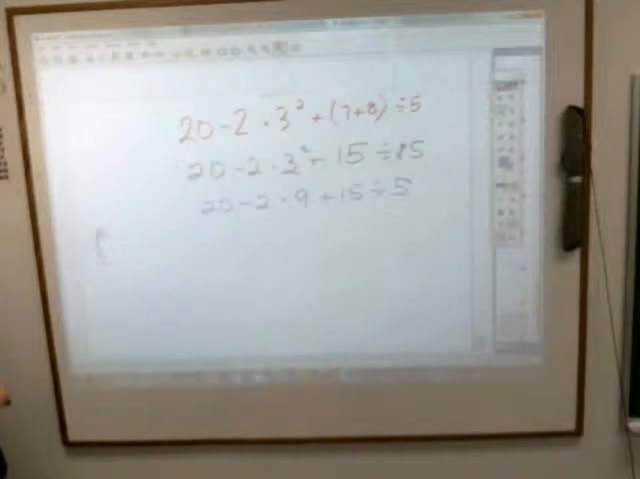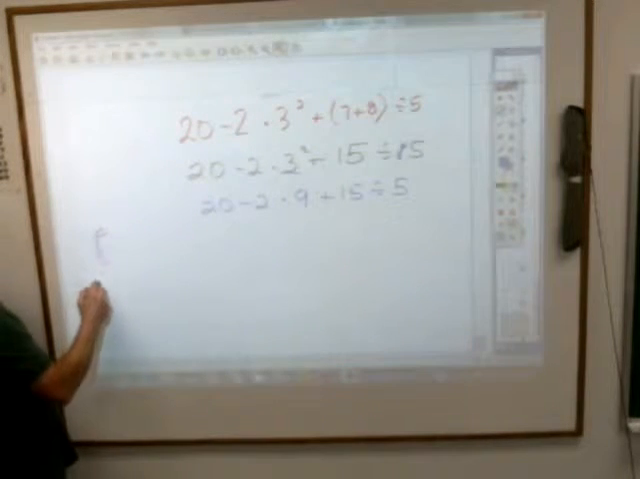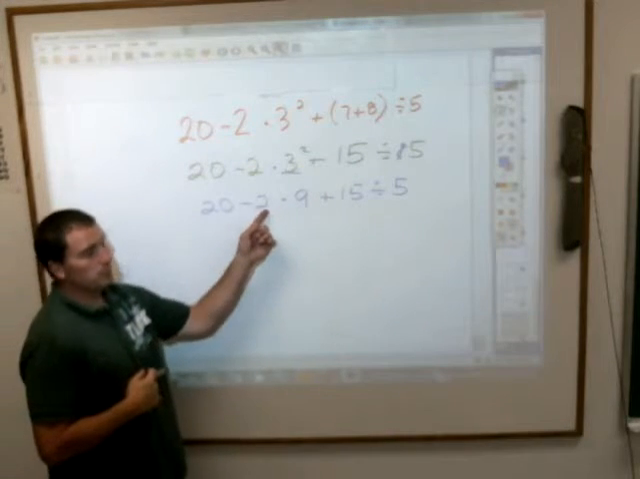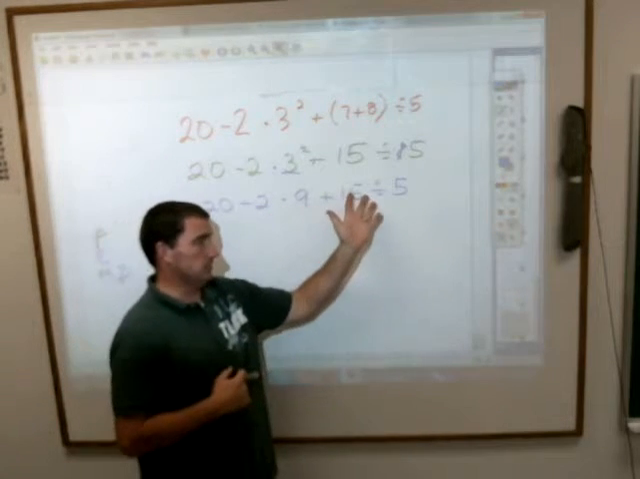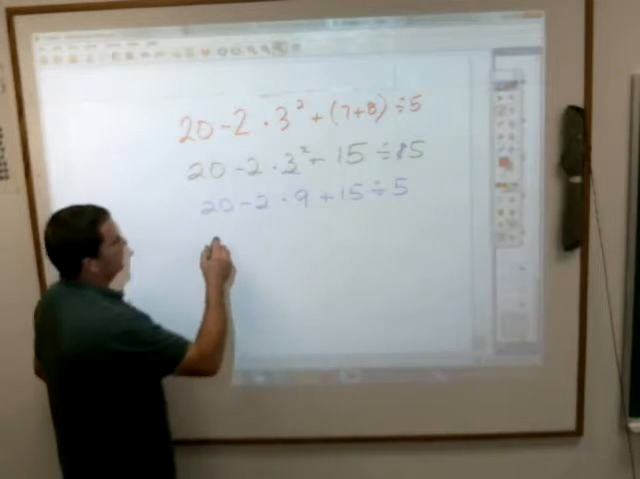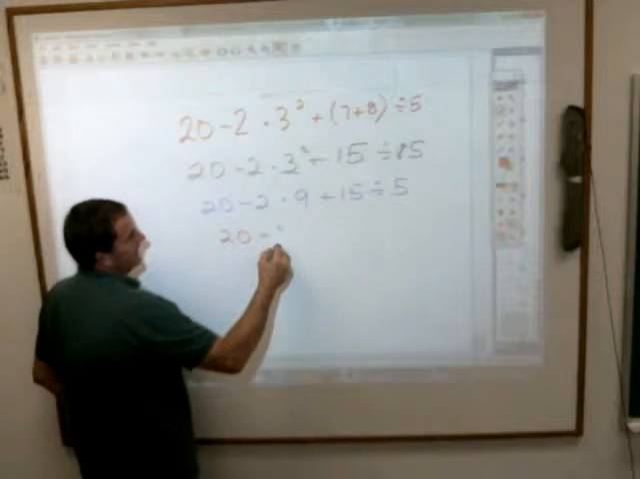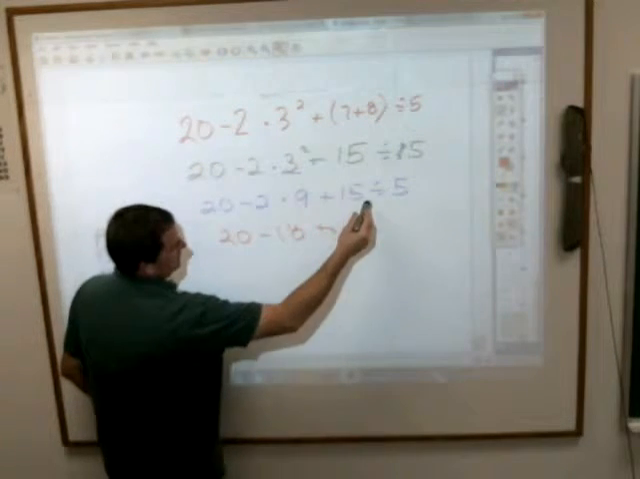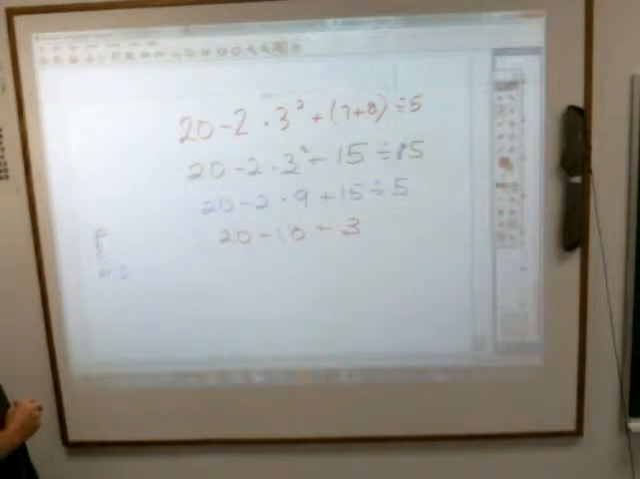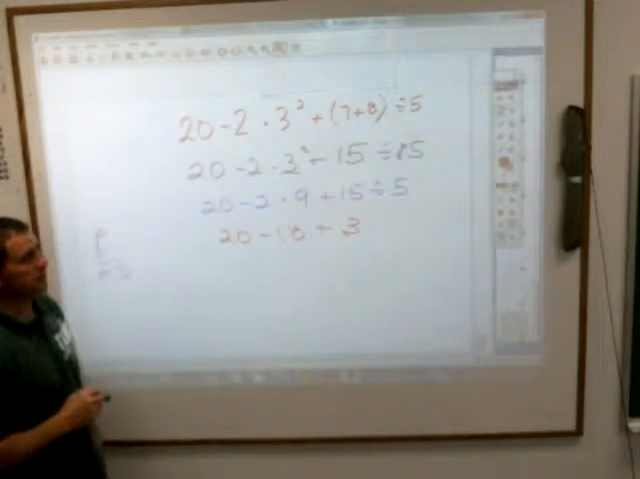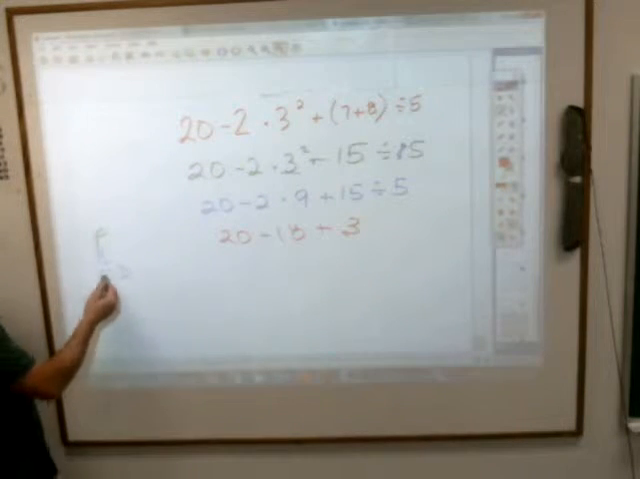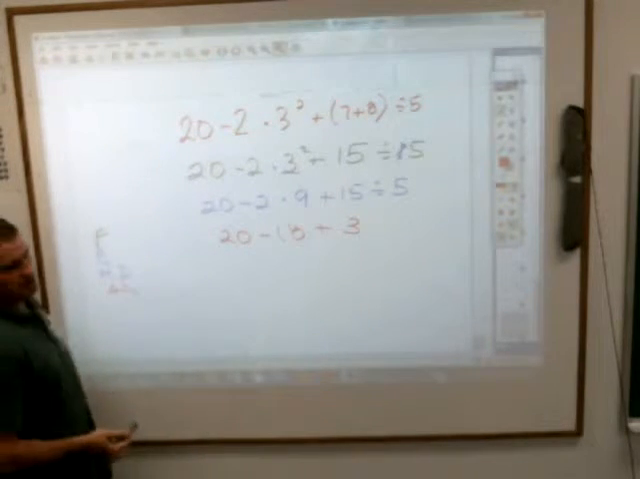There's the exponents. Now you do the multiplication and the division from left to right. This would be the one you do first. It doesn't really matter here, but it does in other places. So I would go with 20 minus 18 plus 3. Then to the my dear Aunt Sally, again adding and subtracting.